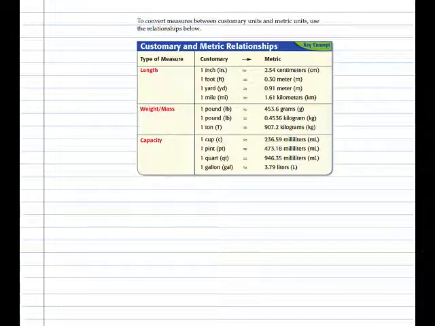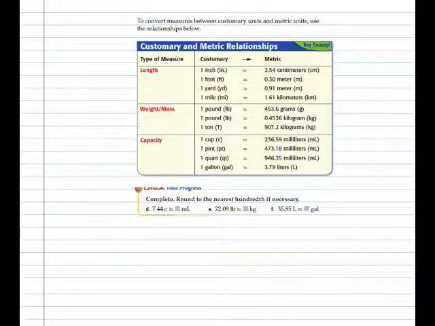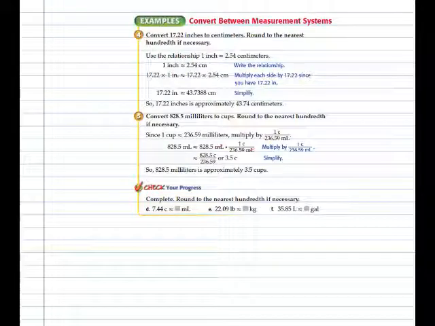To convert measures between customary units and metric units, use the relationships below. Very difficult to do, very confusing, very hard to memorize. Seldom used. Almost need a chart to do that successfully. To convert 17.22 inches to centimeters, round to the nearest hundredth if necessary. Use the relationship 1 inch equals 2.54 centimeters.